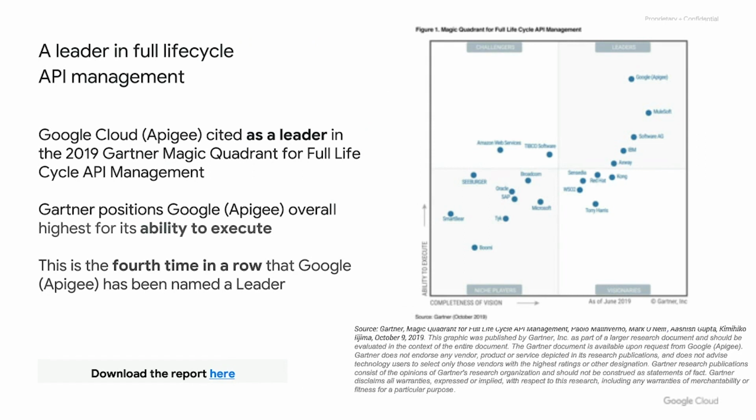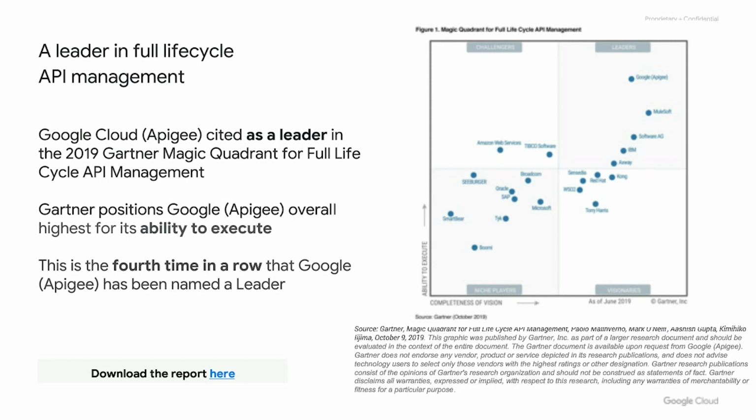We created this market, API management. You can see here on the latest Gartner Magic Quadrant, Apigee is the leader in this space, fourth year in a row now. I highly encourage you to get a copy of this report if you don't have it, and read why Gartner positioned us the way they have.